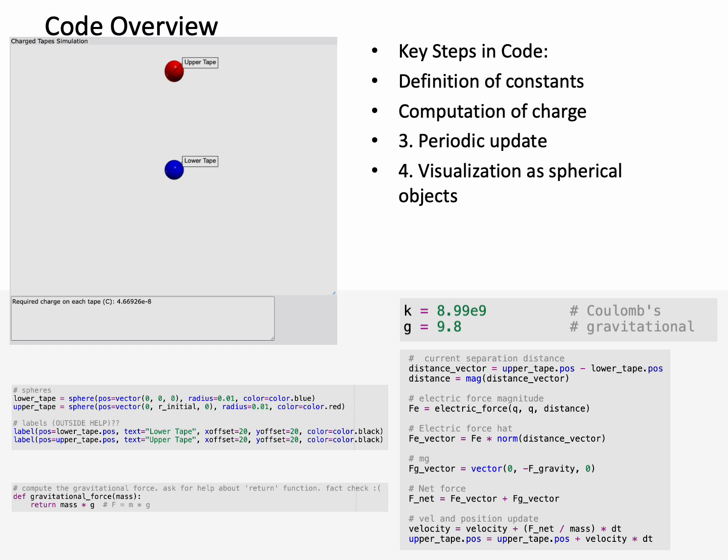So for an overview of the code, here we can see the output of my code and the upper tape and lower tape, as well as the required charge to hold up the two objects in sort of stasis in the air. Key steps in the code included a definition of constants, a computation of the actual charge, which was the output, a periodic updating of the charge, and a visualization of the spherical objects as well as the text. All of these pieces of code can be found in the 4 images below.